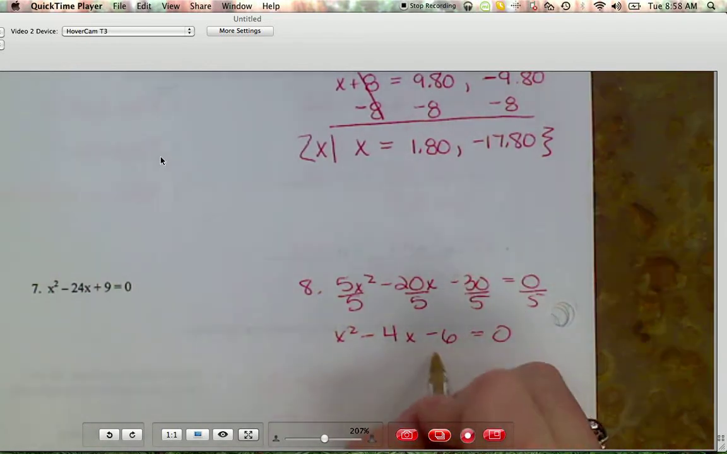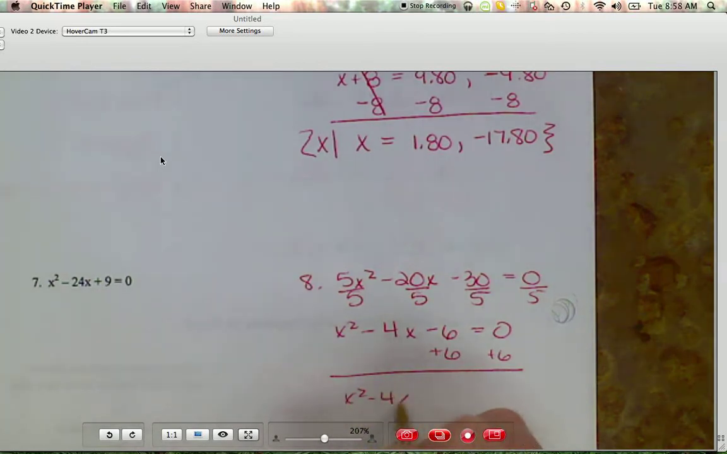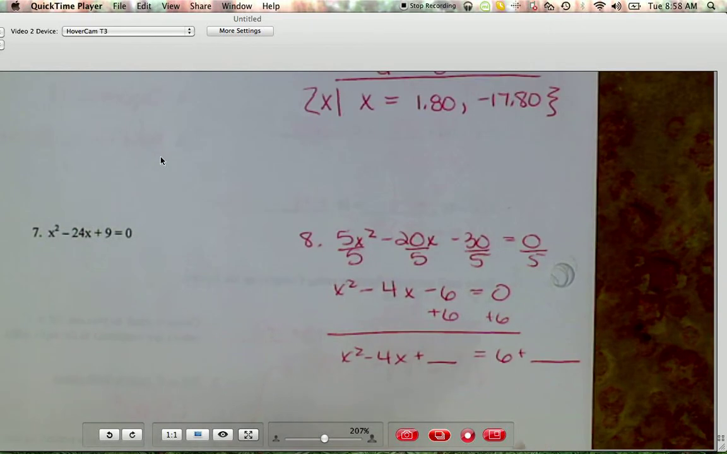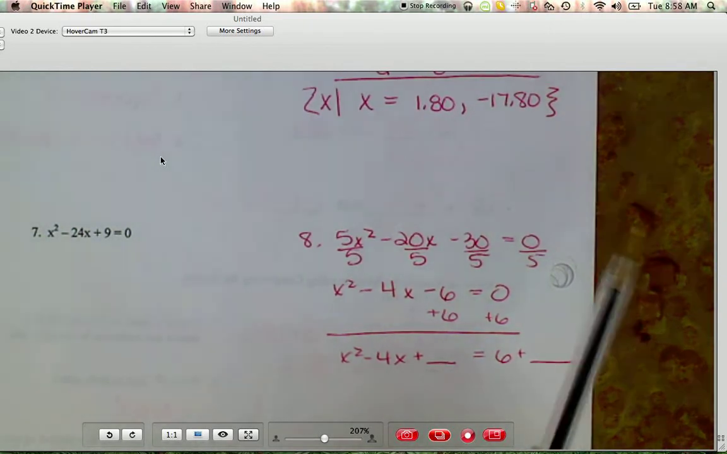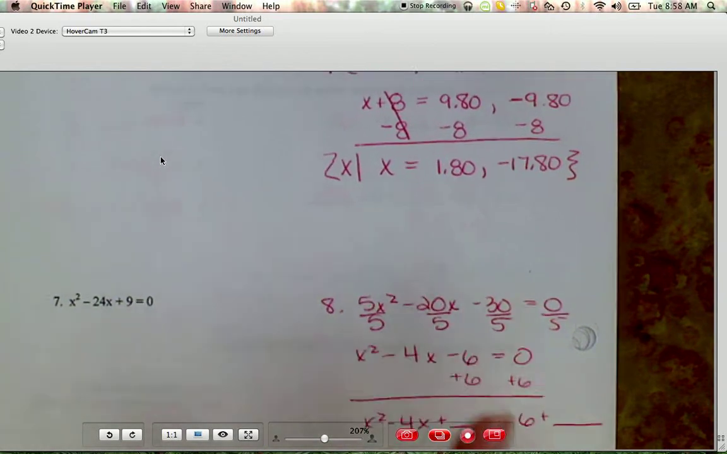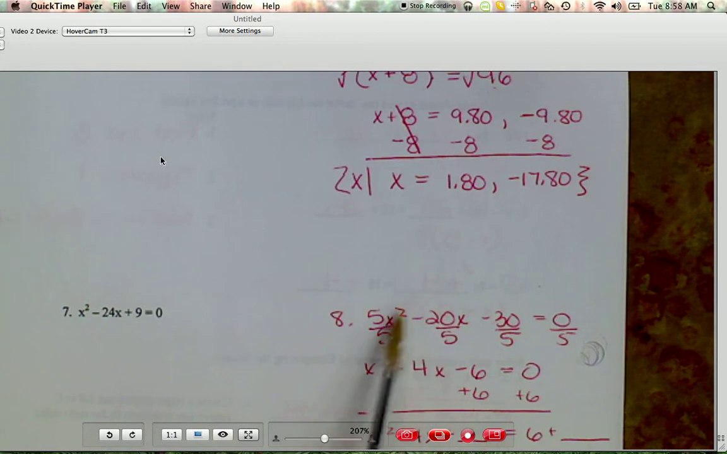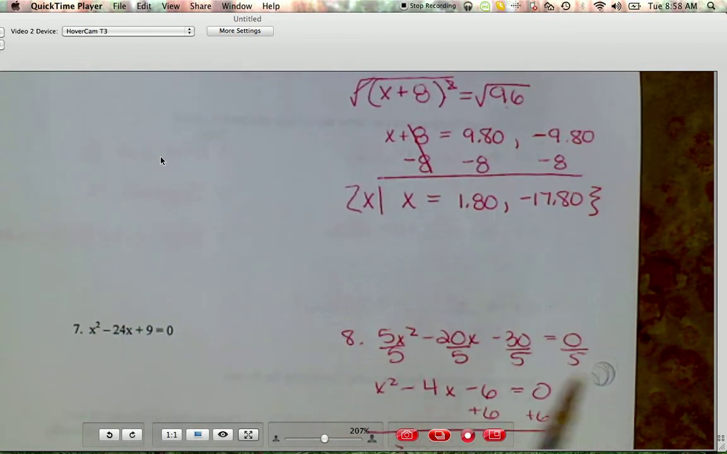Then you could complete the square by adding 6 to both sides and continue on to find your solutions. So completing the square is best and much simpler if a equals 1. You won't learn until Algebra 2 how to complete the square if a does not equal 1, unless you can take out a GCF like we did here.